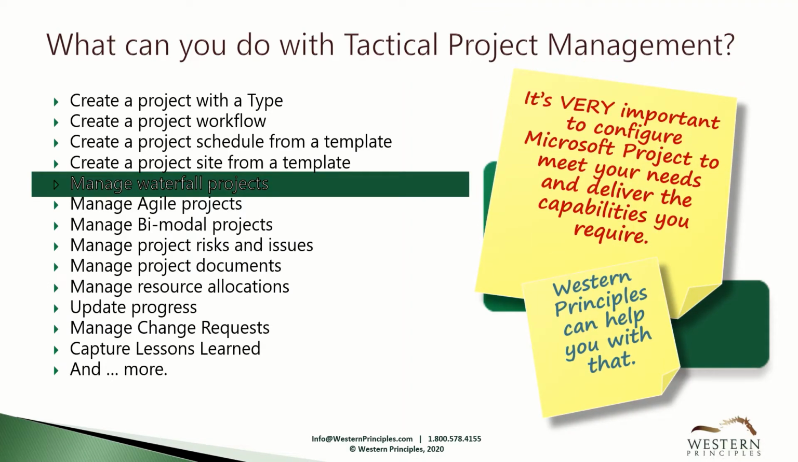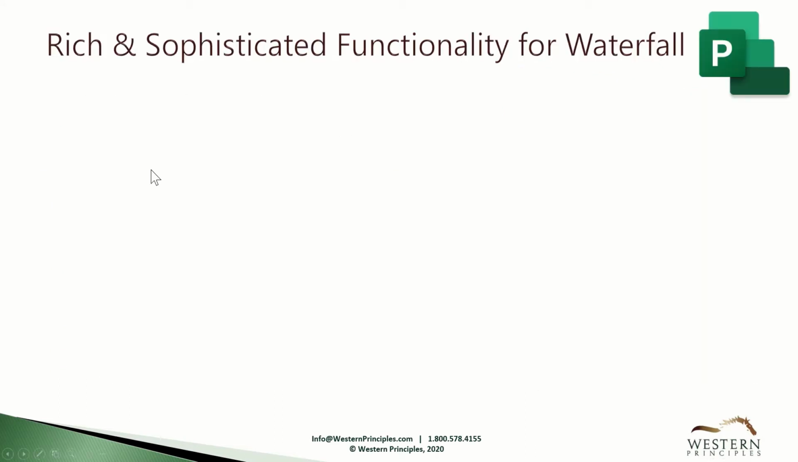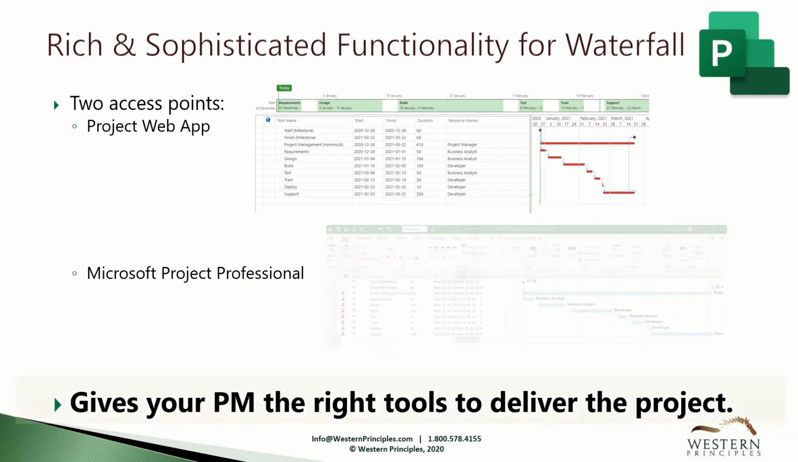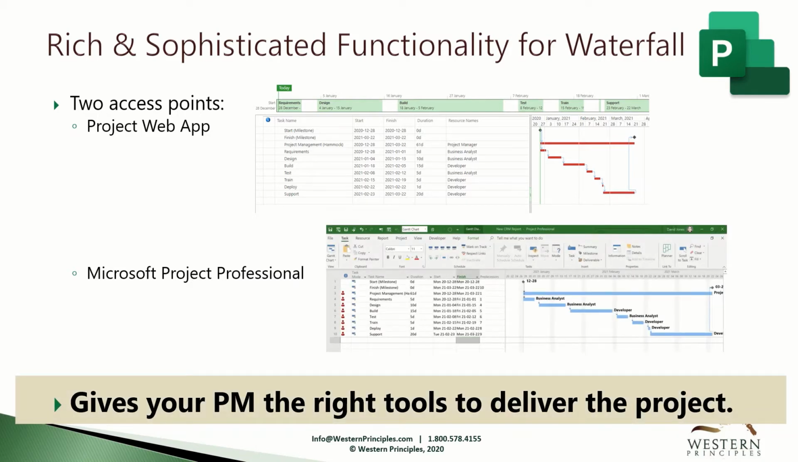Let's look at managing waterfall projects with Microsoft Project. Microsoft Project has been maturing over decades, and this has given it configurable, rich, and sophisticated capabilities that most other tactical project management systems can only dream about. When it comes to scheduling, there are two ways to see, modify, and status your schedule. The Project Web App, also known as PWA, which is accessible through a web browser. And the Microsoft Project Professional Client, which is the traditional desktop app that most PMs will know. Both access the same project and resources from the same central Microsoft Project Online database and give the project manager the right tools to schedule and execute the project.